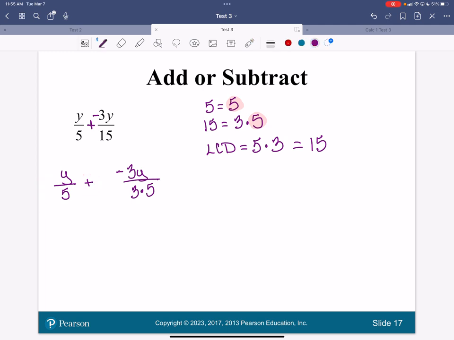Good. So I've got my 5, but I don't have the 3, so I'm going to multiply this times 3. If I multiply the bottom times 3, I've got to multiply the top times 3. Nothing's missing here. It's just 3 times 5. So now I can do the rewrite. I have 3y minus 3y over 15. What's 3y minus 3y?